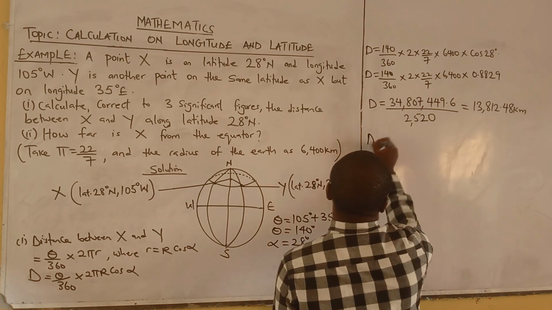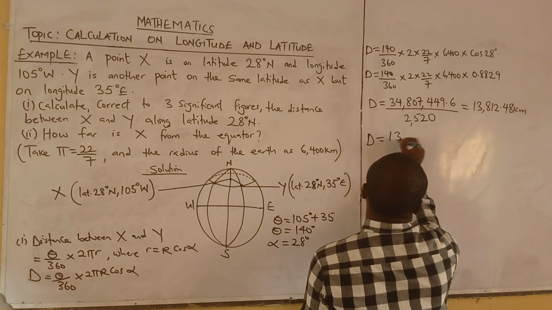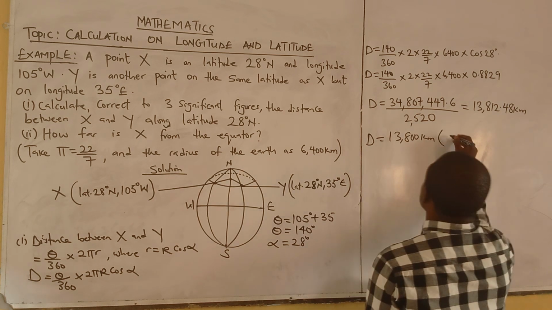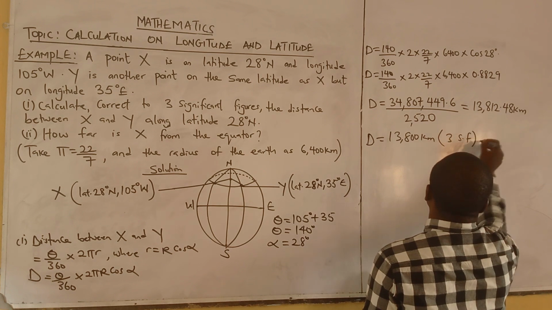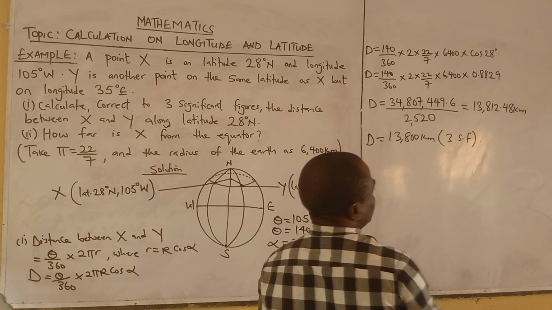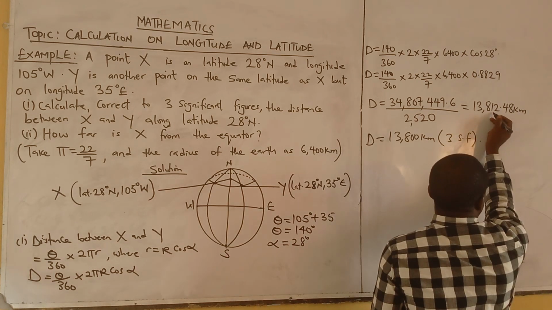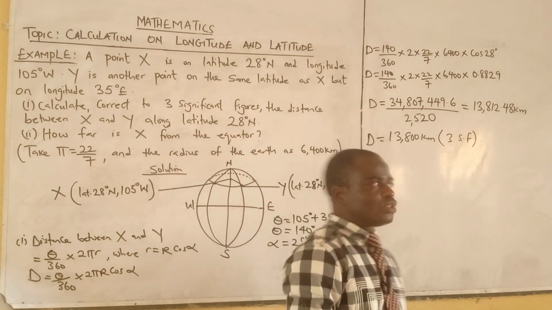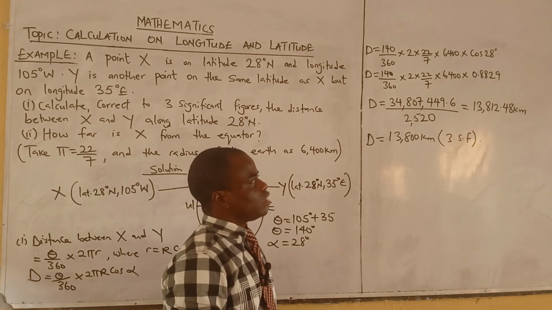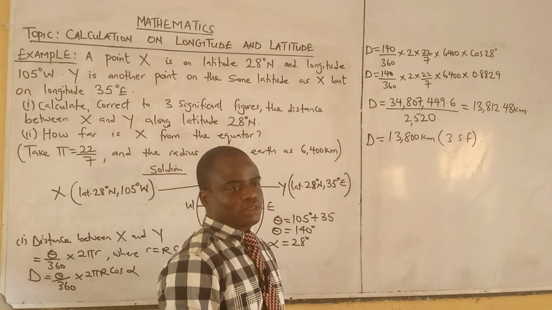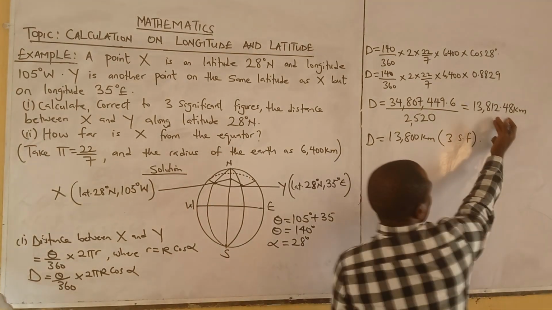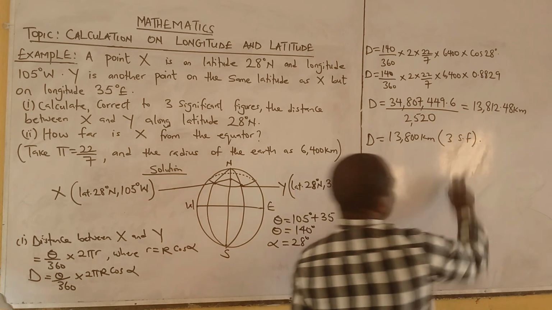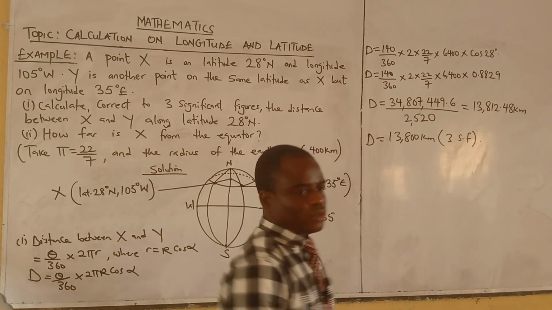You now say D, the distance, equals 13,800 kilometer to 3 significant figure. If you have 13,850 here, you will go to 13,900 kilometers. But in this case, it's closer to 800. That's why we pick 13,800. Is that okay? The 3 significant figure.